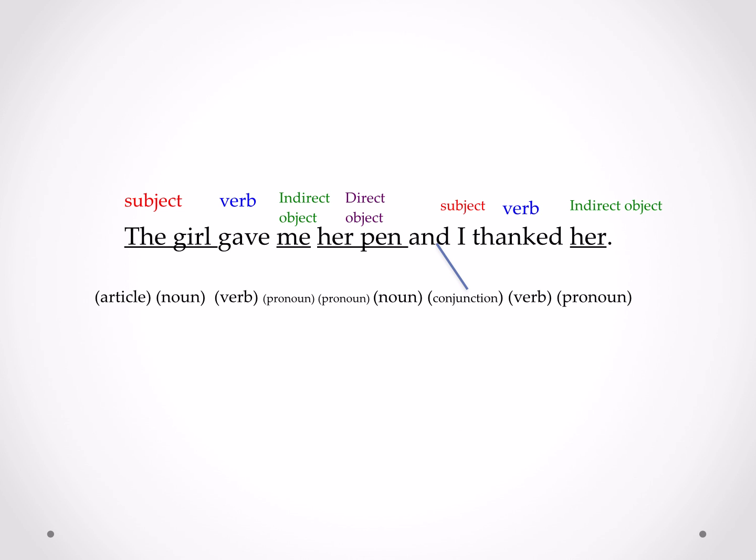The sentence is, "The girl gave me her pen and I thanked her." First, we look at the functions of the elements of the sentence. So, the girl is the subject, gave is the verb for that subject, me is the indirect object, to whom did she give it, and her pen is the direct object of the verb gave. Similarly, in the second clause, and I thanked her, I is the subject, thanked is the verb, and her is the indirect object. Next, we analyze each word for the word type.